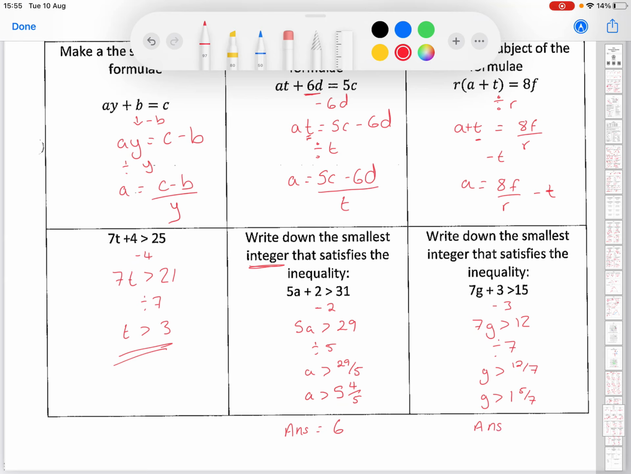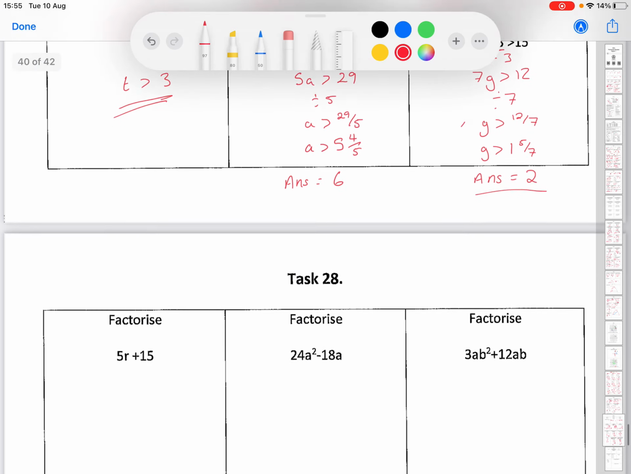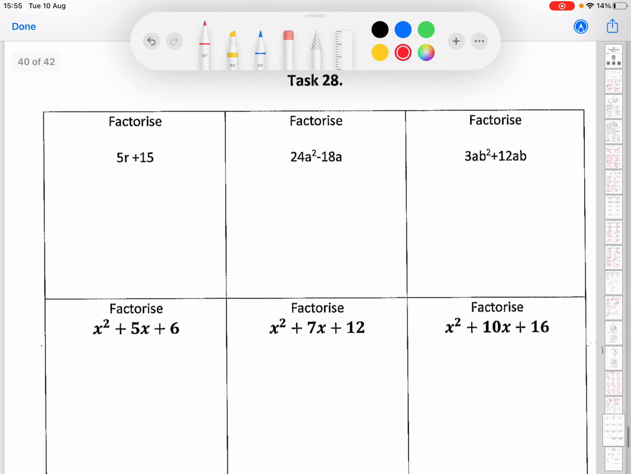So if you write it like this, you can see what number it's going to be. So for this one, g again has to be bigger. So our answer is going to be 2. The smallest integer, sorry, that can satisfy this would be 2, because this side has got to be bigger than 15. So 7 times 2 plus 3 is bigger than 15. That's going to be the smallest number that possibly satisfies the rule.